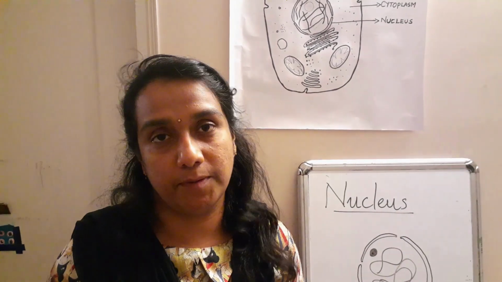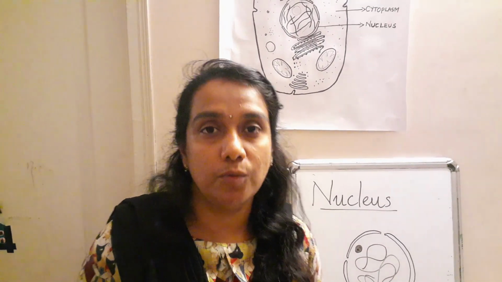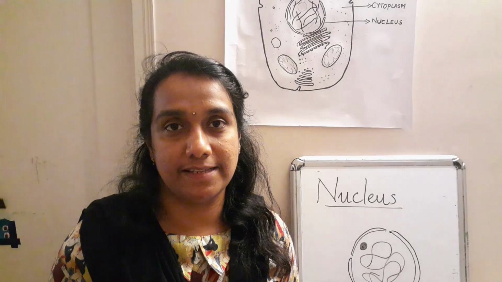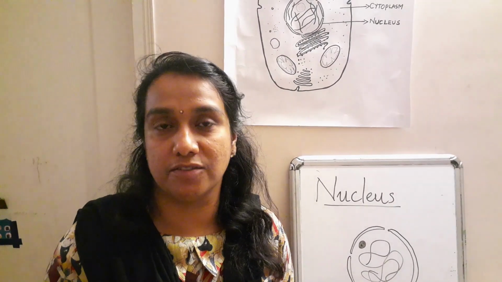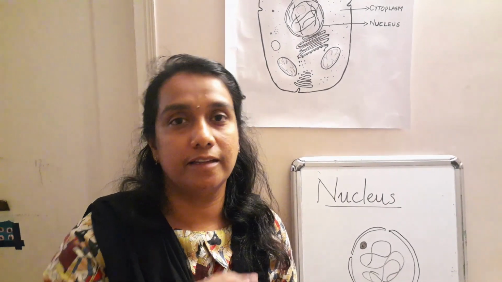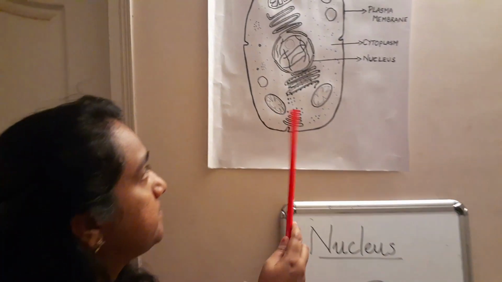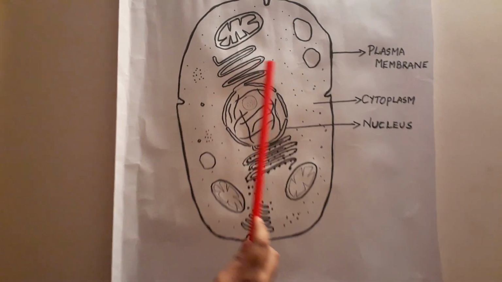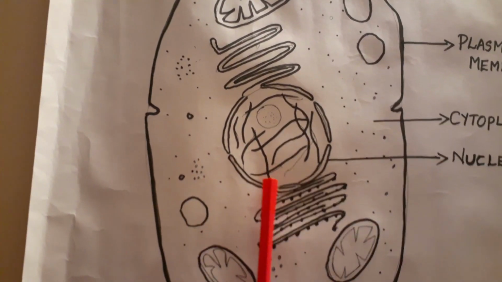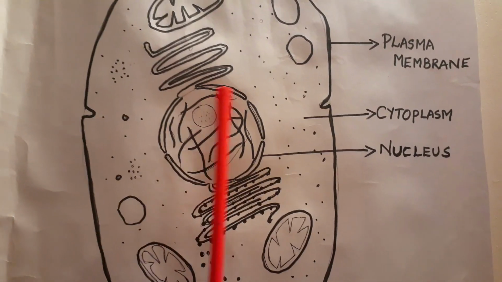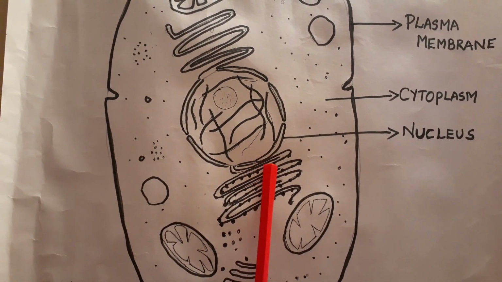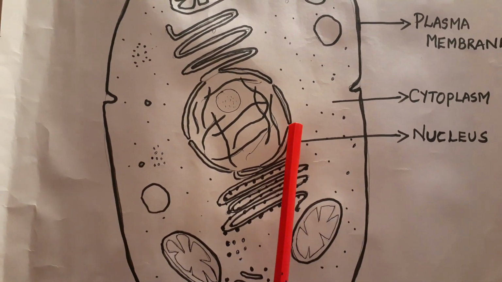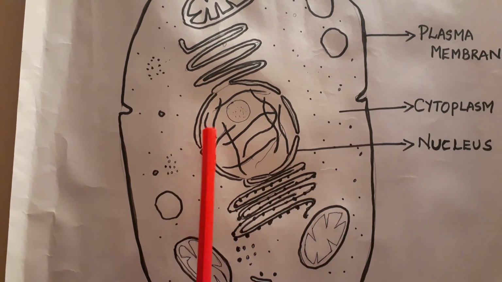I hope plasma membrane is clear to you. Now let's go to the important part of the cell, that is the nucleus, which controls all other activities of the cell. If you see the cell in this diagram, we can see the nucleus in the center. If you see the boundary, we can see the nuclear membrane. The nuclear membrane is double layered and you can see some gaps in between that are the pores.